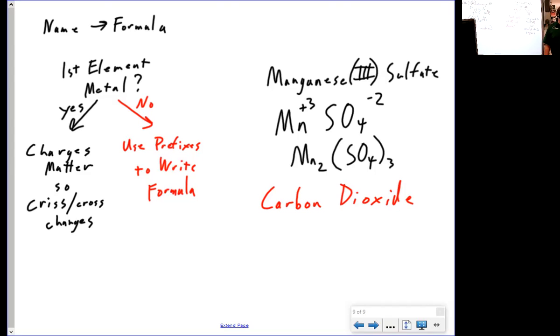For carbon dioxide, it just says carbon. So how many carbons are there? 1. And di means 2 oxides, and oxide is oxygen. CO2.